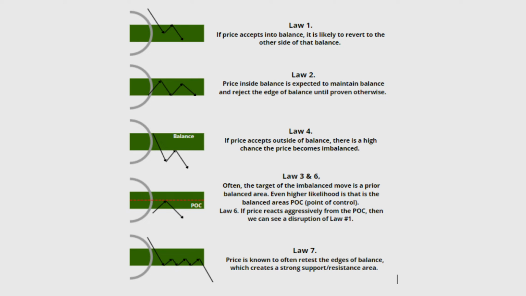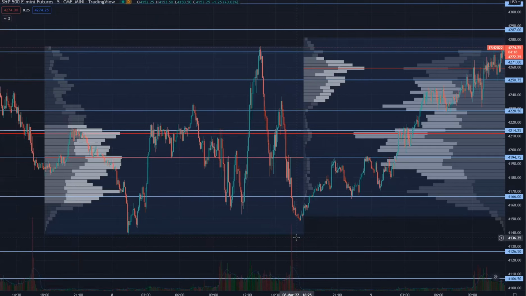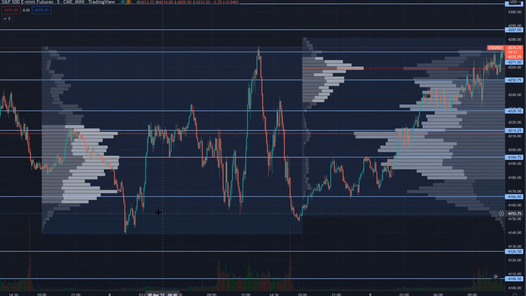And then rule number 7: if we get outside the balanced area, we look for a new balance area, and if we reject the point of control aggressively, we are most likely going to disrupt rule number 1, which states we're probably going to hit that next value area. So when we get that rejection of the point of control, we might go imbalanced again, and then again the cycle continues. So I want to show you guys how the value areas, how the volume profile works on the S&P 500 in a little more detail and explanation.